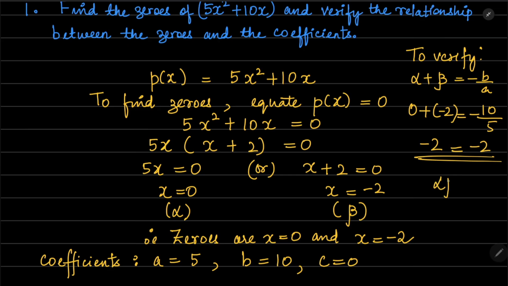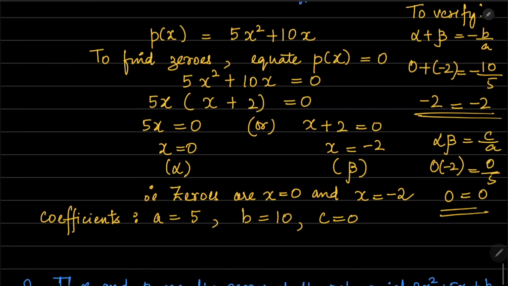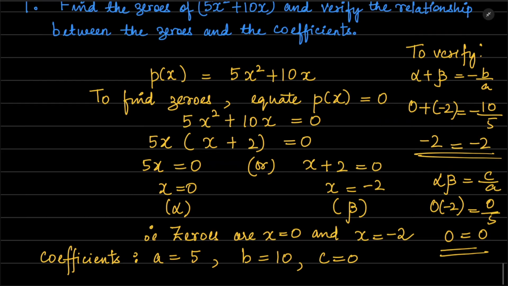And then alpha beta equal to c by a. What is alpha into beta? 0 into minus 2 equal to c, which is nothing but 0, divided by 5. So anything multiplied by 0 is 0 and 0 divided by any number is also 0. So hence verified. Because I did not have place to do, I did it here.